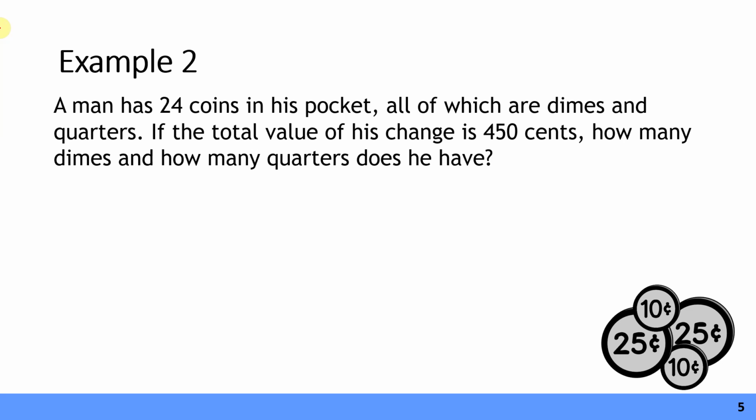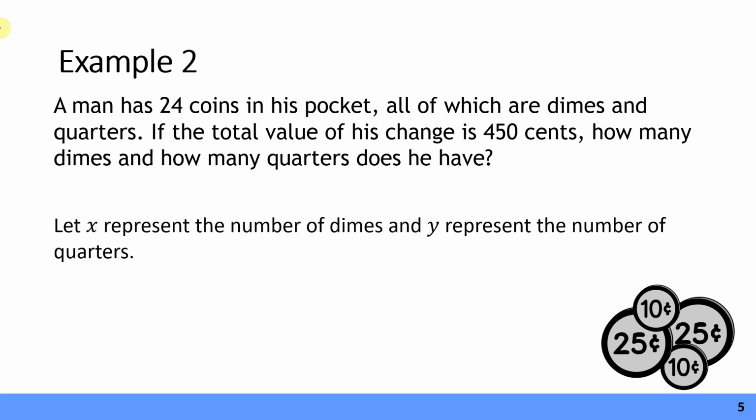But before we do anything, we need to set up our variables. In this one, one of the variables has to represent dimes. The other variable has to represent quarters. So I'm going to let x represent dimes and y represent quarters. Again, you could do it backwards. It's fine. Now, here we go. Let's set up our equations.